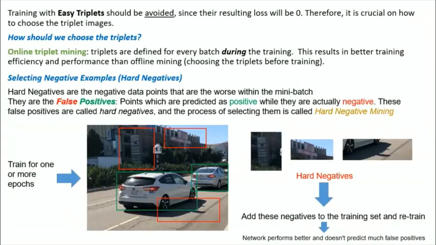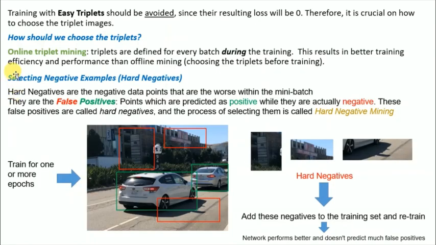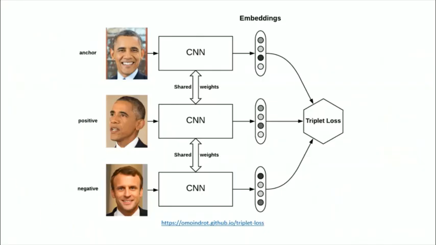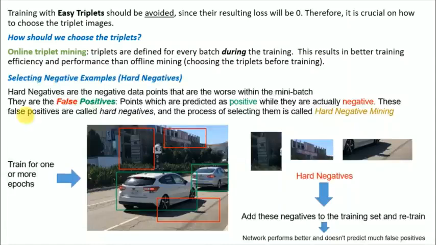Okay, now a very important thing to consider is how to choose these triplet images. So how can we choose these images? The first thing that comes into your mind is that we should avoid training with easy triplets. So we should, of course, avoid any triplet images that satisfy this equation, because your network will never learn in this case, because the loss is always going to be 0. So training with easy triplets should be avoided since their resulting loss will always be 0. Therefore, it is crucial how to choose these triplet images.